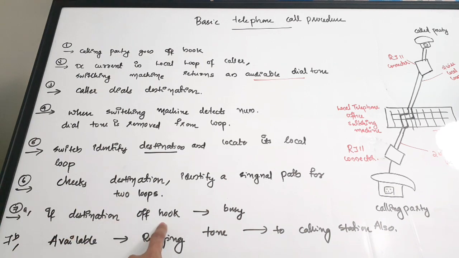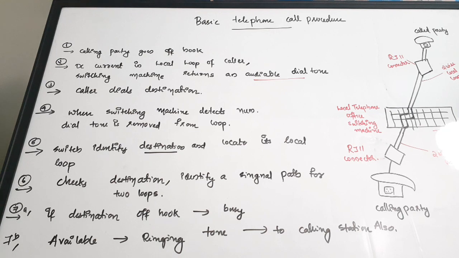7A means the destination is busy. 7B means the destination is available. So when the destination is available, we can hear the ringtone. But when we are calling somebody and the phone is busy, we can hear the busy tone, right? So these two things are actually happening in step 7. Okay. So all these procedures are very simple.